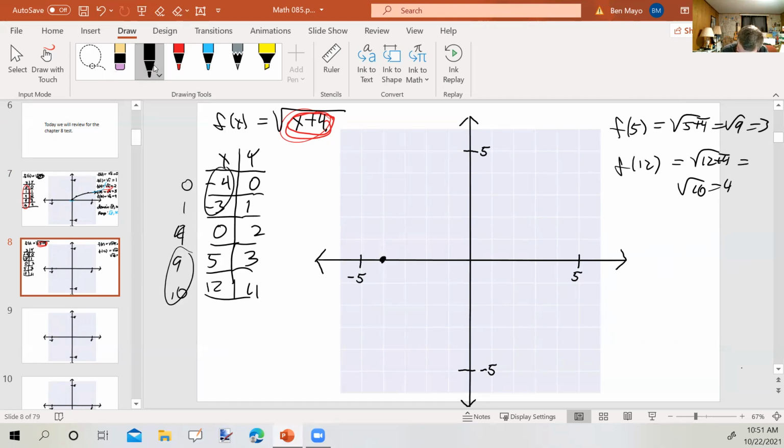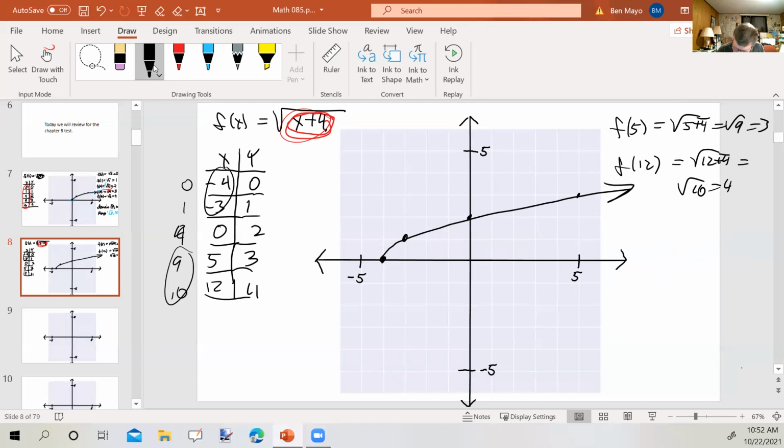-4, 0, -3, 1, 0, 2, 5, 3. So it looks like that. Okay.